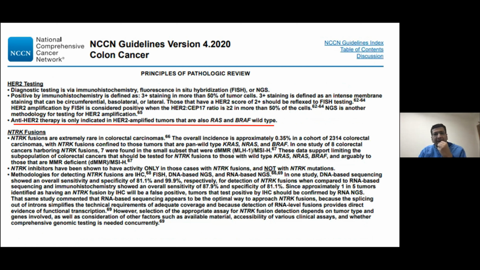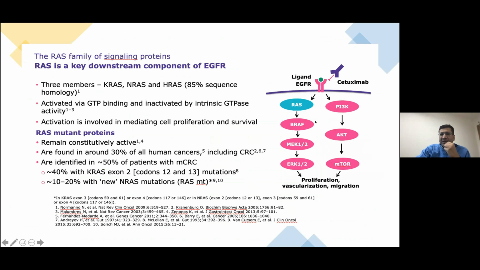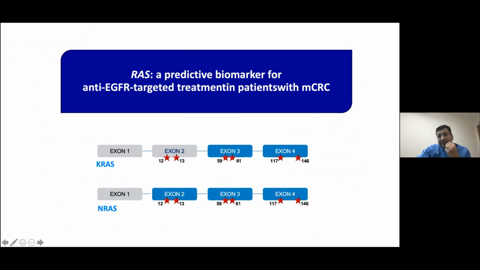Just briefly, on RAS mutations, we know approximately 47-48% of colorectal patients harbor a mutation in the RAS gene. RAS is basically a downstream signaling pathway. If RAS is mutated, the upstream pathways may not work, and inhibitor therapies like cetuximab and panitumumab may not work. Basically, RAS is a predictive biomarker, not only prognostic. For determining the efficacy of anti-EGFR therapy, we know if RAS is mutated, the response will not be there.